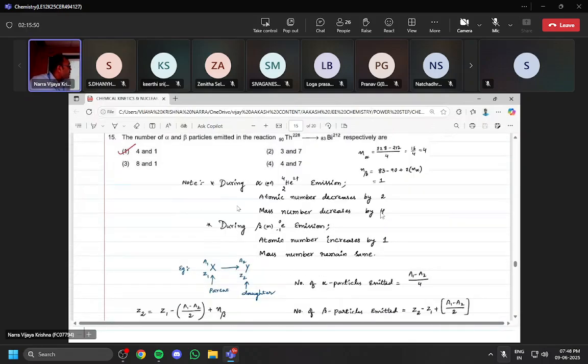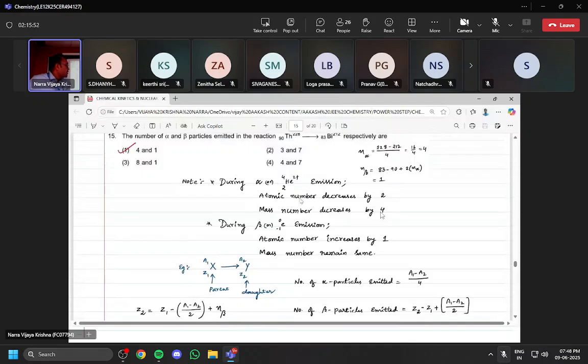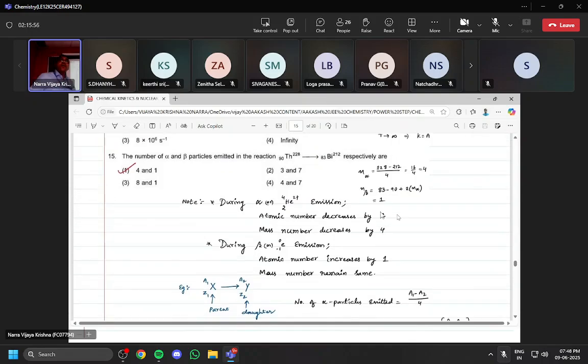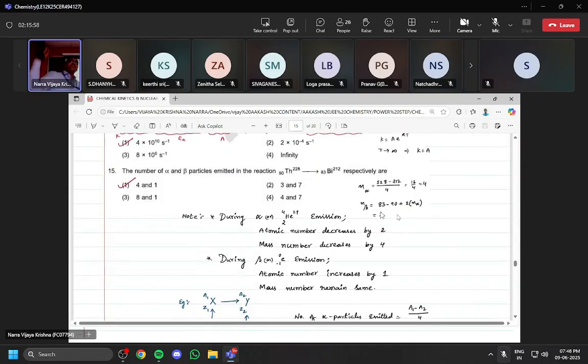During alpha emission, atomic number decreases by 2, mass number decreases by 4. Then what happens to the position of that element in the periodic table? Does it change or not? If atomic number is decreased by 2, it shifts towards the left side by 2 positions. If it is emitting beta, atomic number is increasing by 1 unit, so in the periodic table it will move towards the right side by 1. If it is emitting alpha, left side, right?